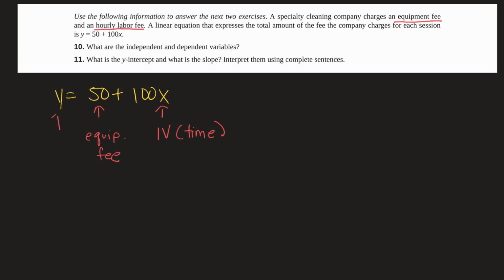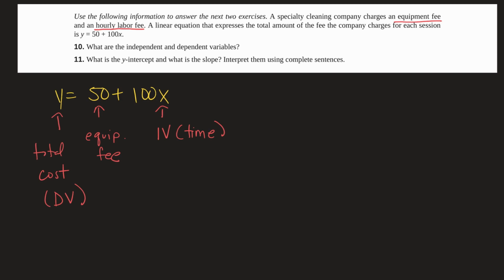And then, of course, y will be our total cost. And this, of course, is our dependent variable because our total cost is dependent on time. It's dependent on how long it takes, how much labor it takes to do this cleaning job. So IV is time, DV is cost. Then we are asked, what is the y-intercept and what is the slope? And interpret them using complete sentences.